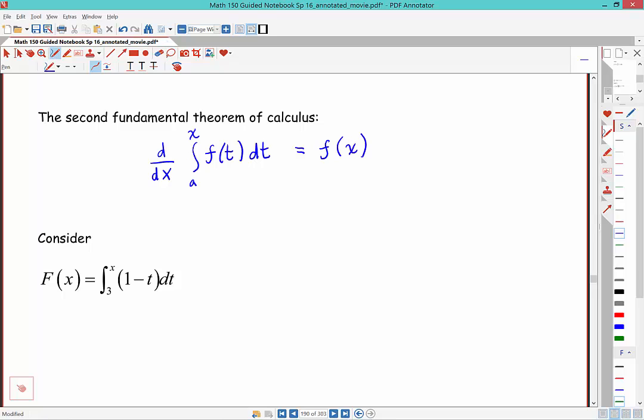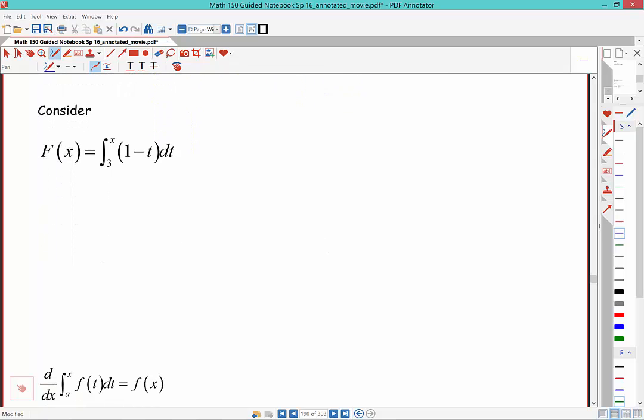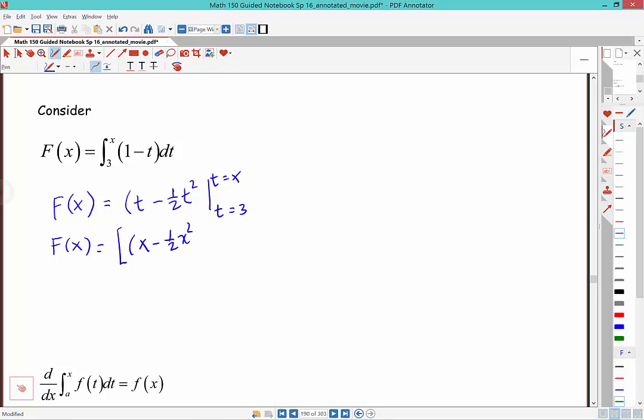You can literally work it out. And what'll happen is, if you have your capital F at x is this, then if we figure out what that integral is, you would end up with t minus 1 half t squared evaluated from t equals 3 to t equals x. So then that would give us capital F of x is x minus 1 half x squared minus, let's see, 3 squared is 9, so we'd have 3 minus 9 halves.